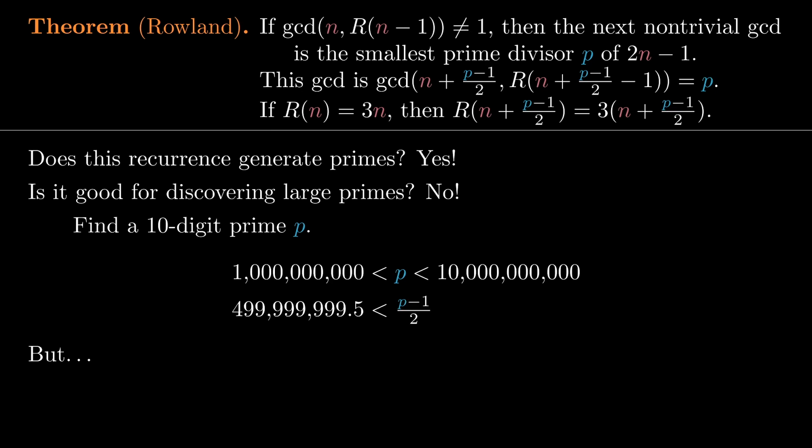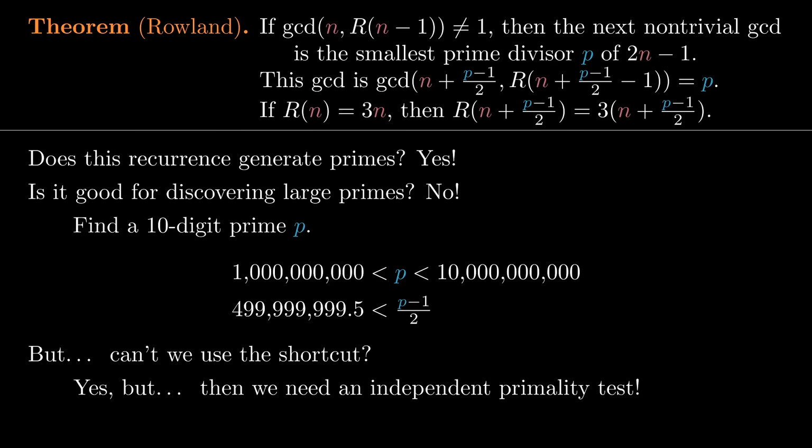But there's no need for that, you might say. The theorem gives us a shortcut for running the recurrence, right? If we just use that shortcut, we can skip those 500 million ones and go directly to the next prime. Well, yes, but to run the shortcut, we have to compute the smallest prime divisor of 2n minus 1. If 2n minus 1 turns out to be the large prime we're trying to find, then the shortcut requires us to first determine that it is prime before we know that it's the next non-trivial GCD and therefore prime. So the shortcut is no help here, because to use it, we need an independent way to test primality before we can conclude that the recurrence produces a given number as a GCD.